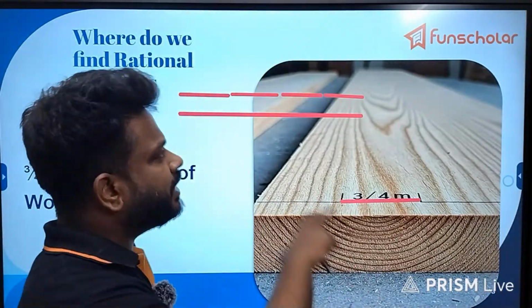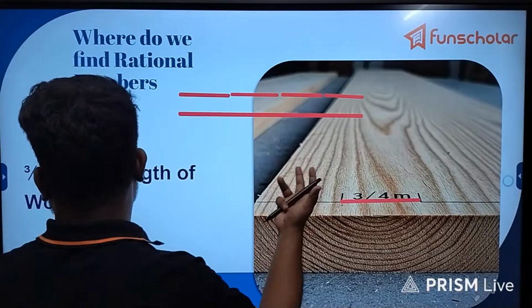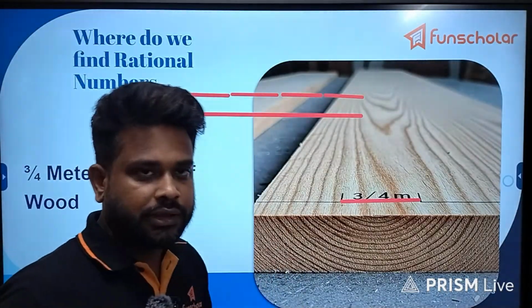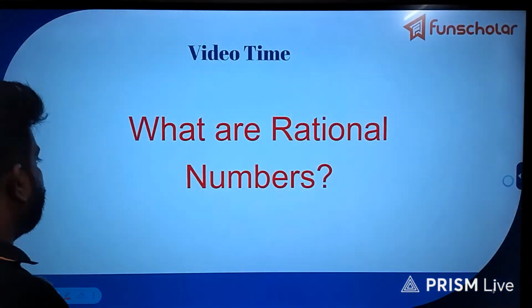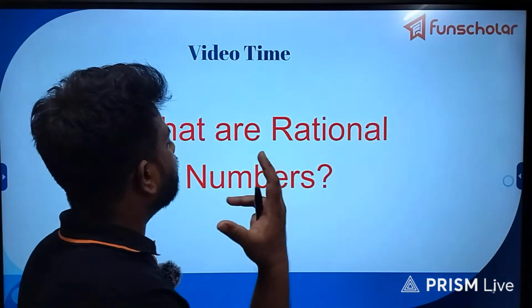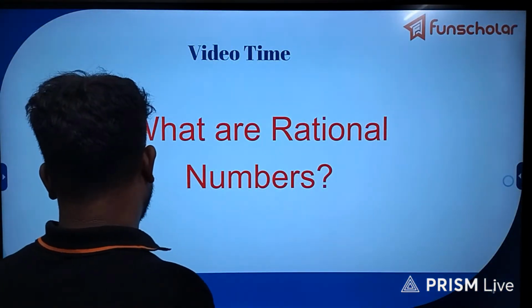So it's just an explanation of how we can measure 3/4 meter. Okay, and we will go next and learn from the video what rational numbers are. So let's watch the video.